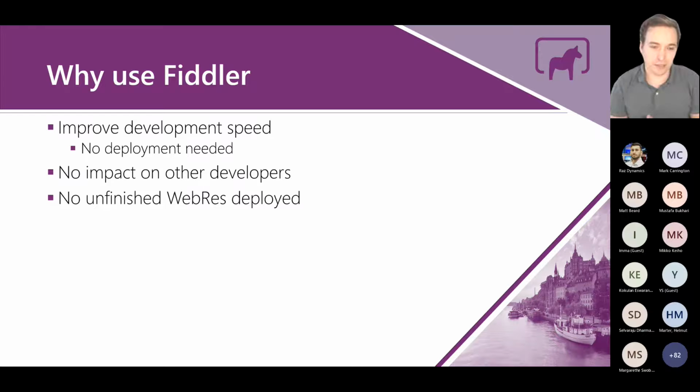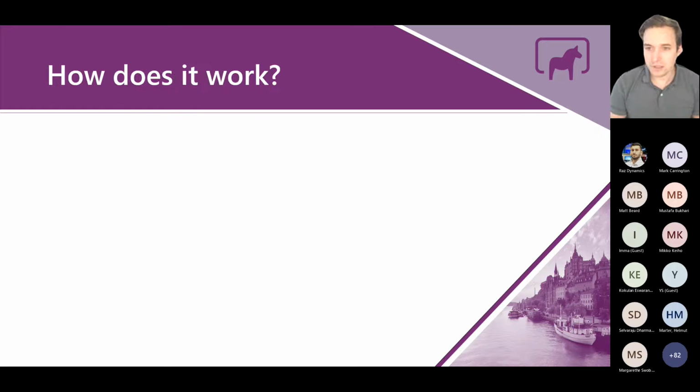And then the next thing is that you don't have unfinished web resources. It goes in the same direction. You won't deploy your stuff when it's not finished. You test it with Fiddler, and when it's ready and you know that it's working, then you can deploy it to the system, so you don't have half-done stuff in the Dataverse.